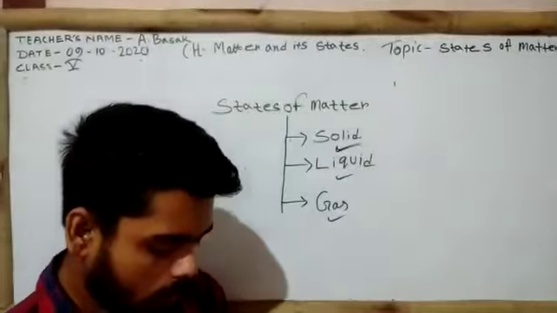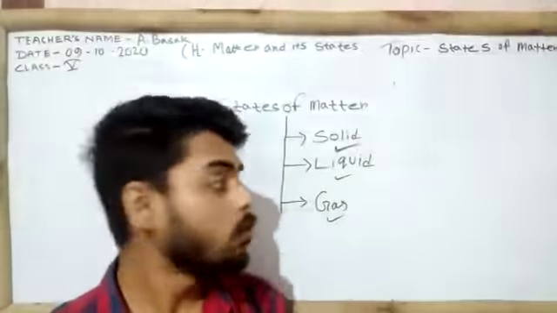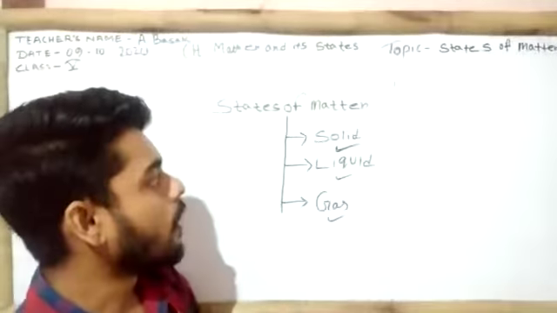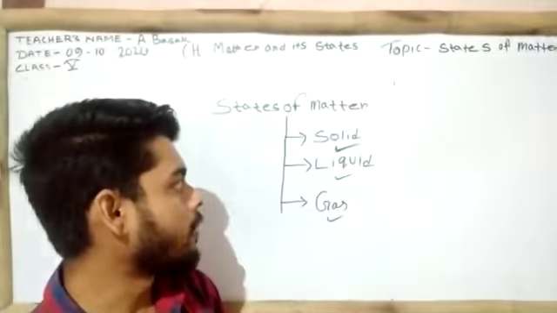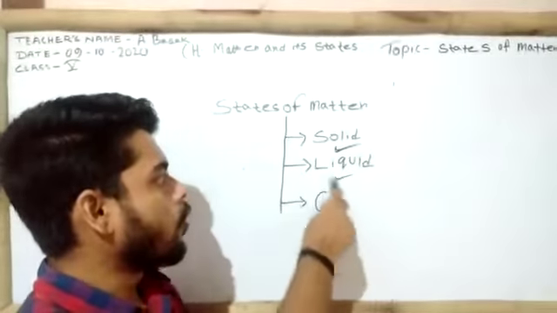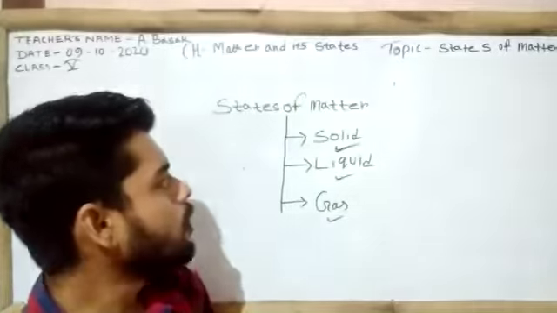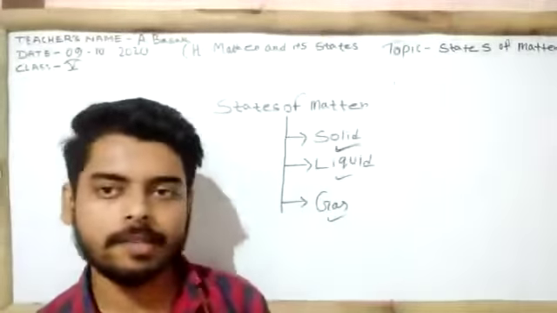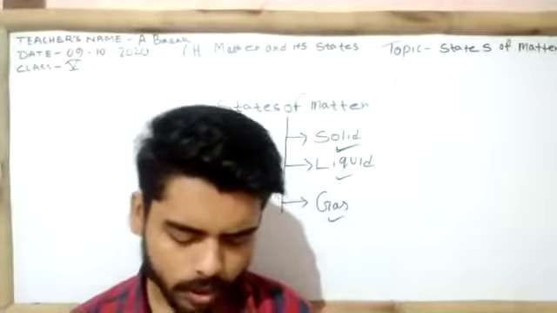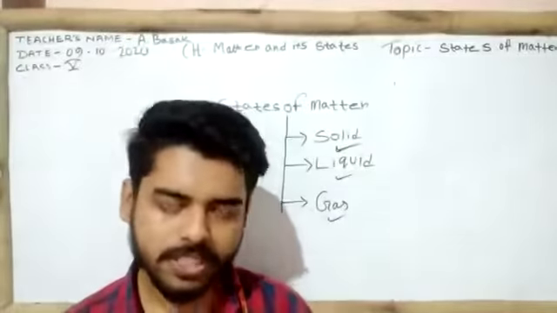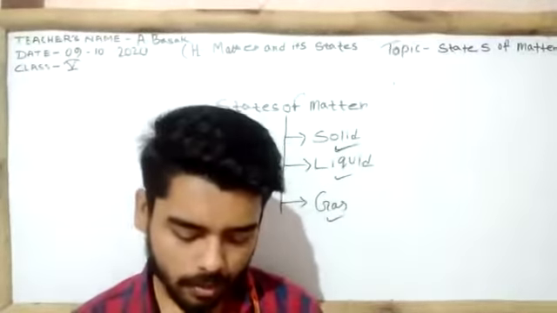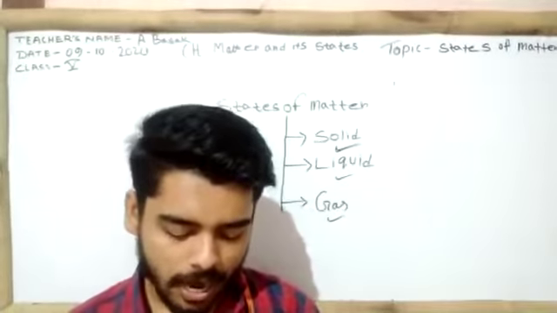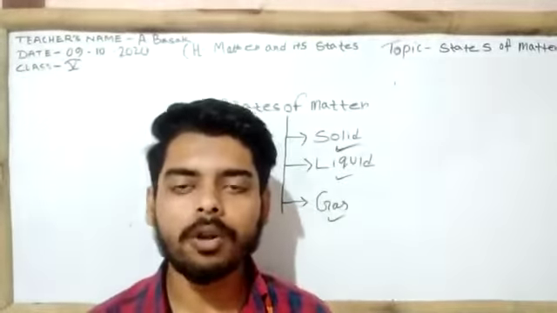Today we will discuss solids, what a solid is and what the characteristics of a solid are, and along with that we will discuss the rest of the two states of matter. Okay, that is liquid and gas. So what is a solid? A solid is a substance which is generally hard, okay, and its shape does not change unless some force is applied on it.